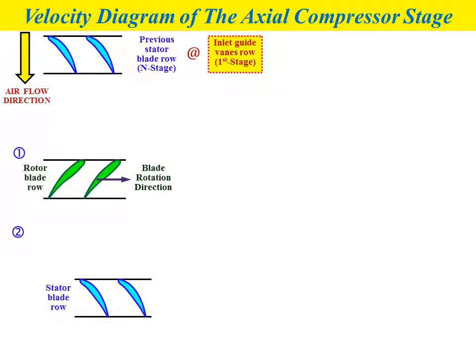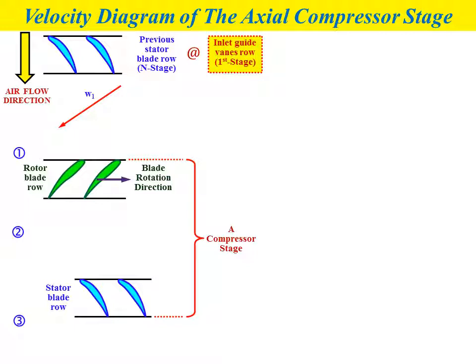Condition number 2, or state number 2, represents the outlet condition of the rotor or inlet condition of the stator. And condition number 3 is the condition for the stator blade rows. The combination of rotor rows and stator blade rows is considered a compressor stage, which consists of one rotor blade row and one stator blade row.